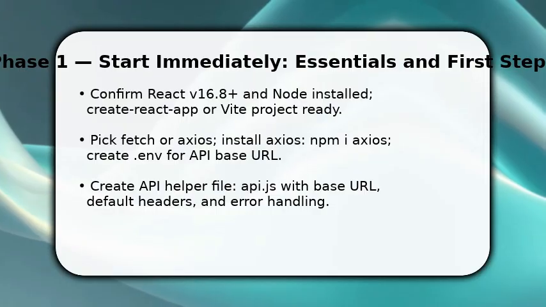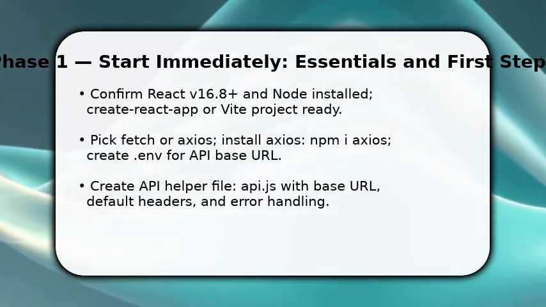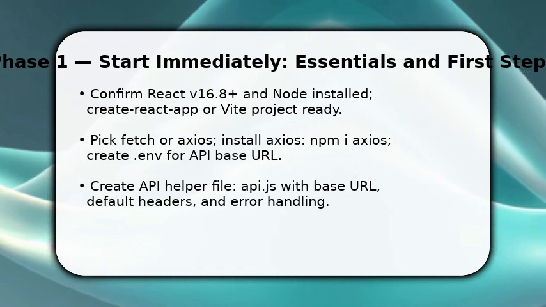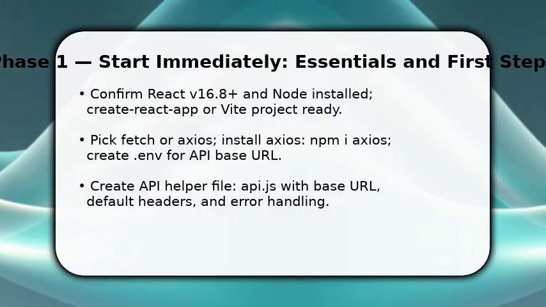Then create an api.js module that exports a configured client with base URL and default headers. This centralizes auth and reduces repetition. You'll reuse it across components.